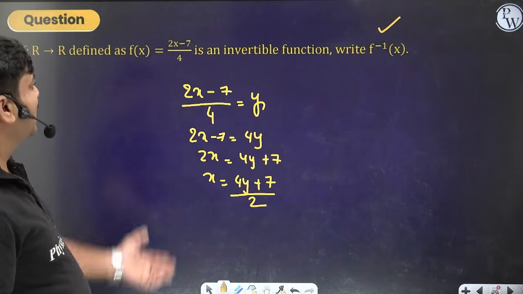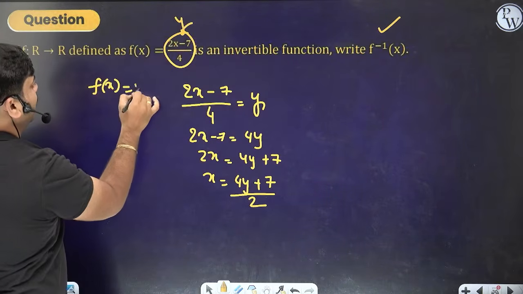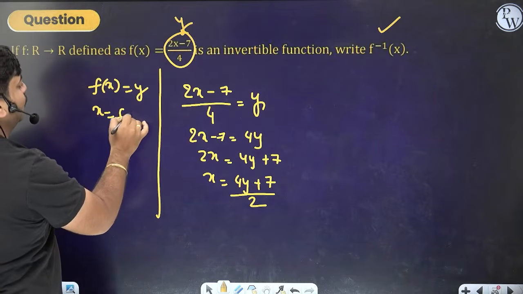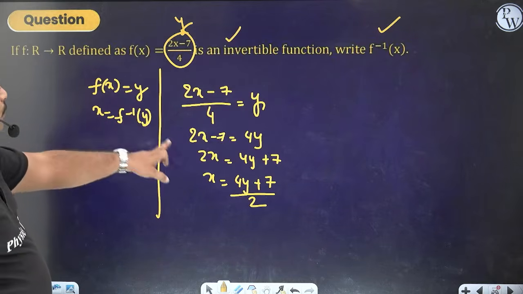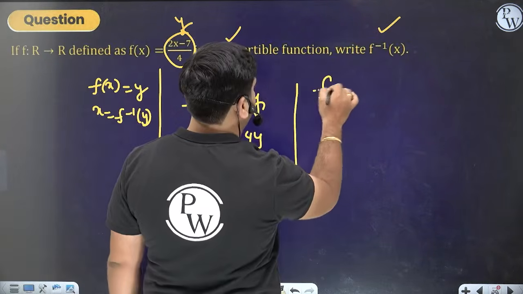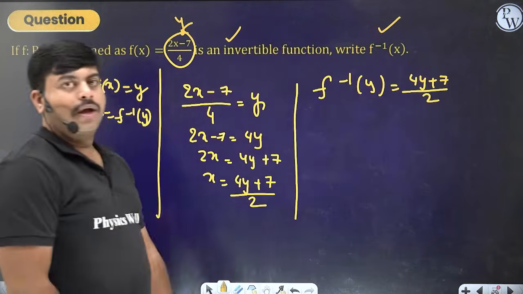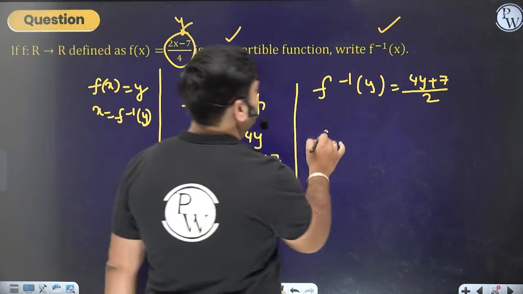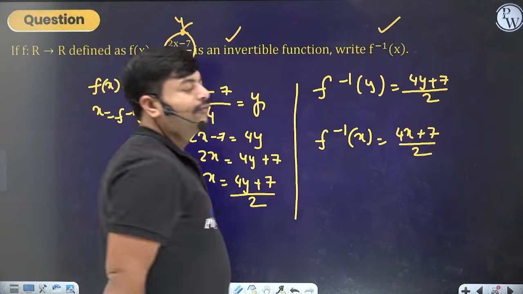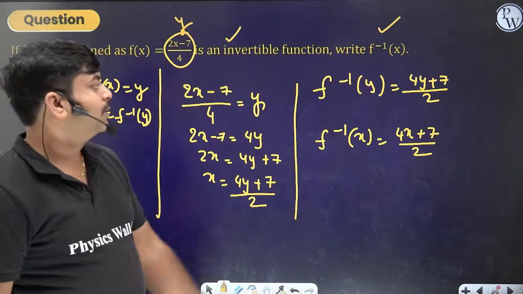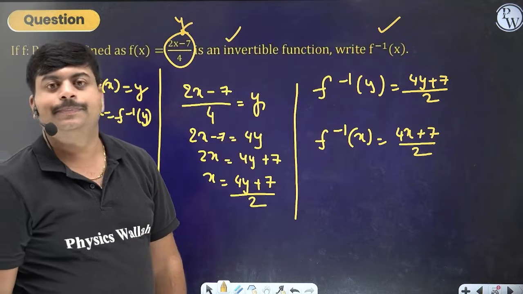Okay, we got x, but what is x? If you're taking this as y, we have f of x is equal to y, meaning that x is equal to f inverse of y. We can write like this because it was given invertible. So we got finally f inverse of y is equal to (4y plus 7) by 2. So what is f inverse of x? f inverse of x will be equal to (4x plus 7) by 2. Just replace the variable, that's it. Don't do any other changes.